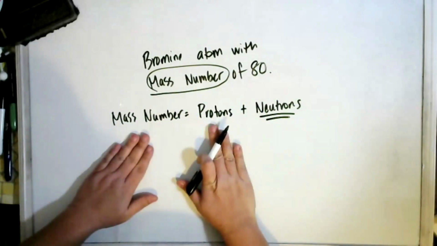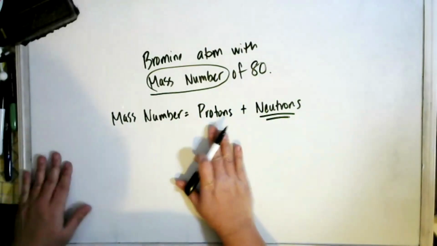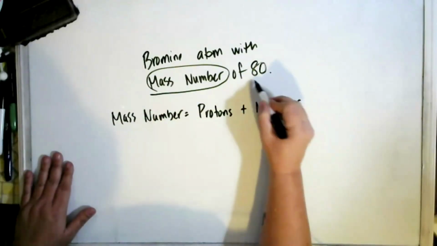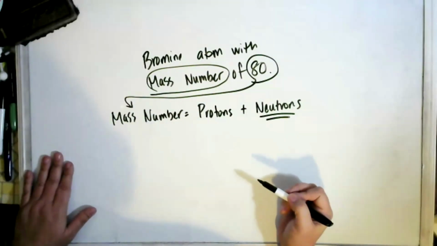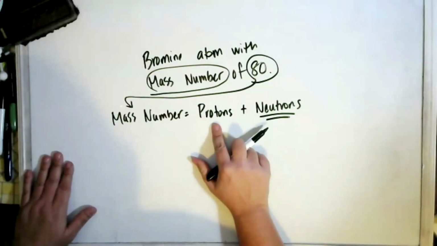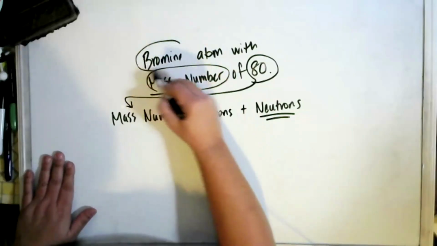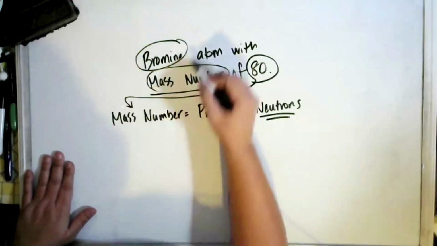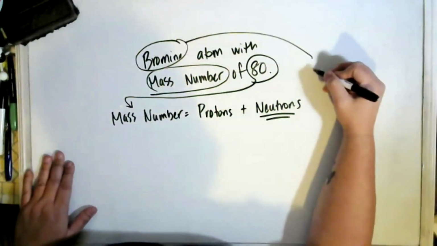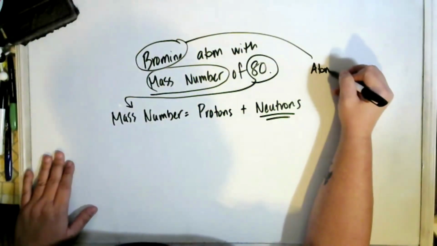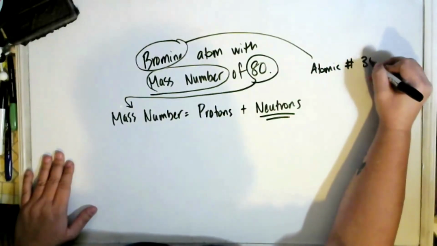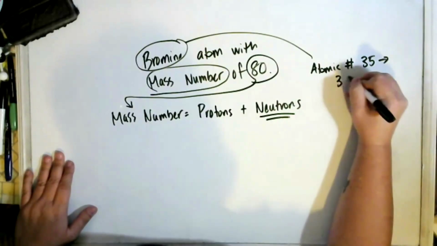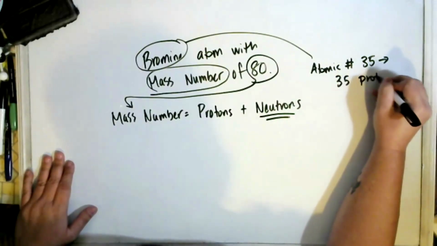So let's look at the other parts of that equation. The mass number is something that they gave us in the question. They're telling us that the mass number for this atom is 80. And we can figure out the number of protons by looking at the atomic number of bromine. Bromine on the periodic table is atomic number 35, which means it has 35 protons.